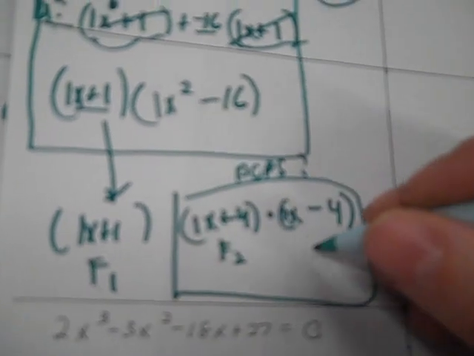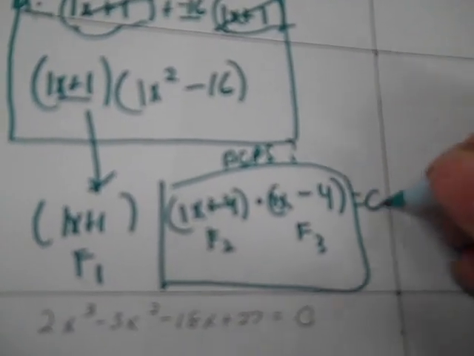That's F2. That's F3. And now I'm ready to roll. You don't have to put the equals 0 as long as you're setting them. 1x plus 1 equals 0. 1x plus 4 equals 0. 1x minus 4 equals 0.